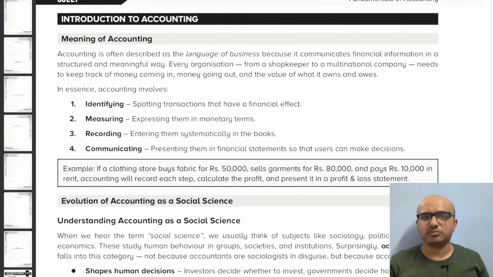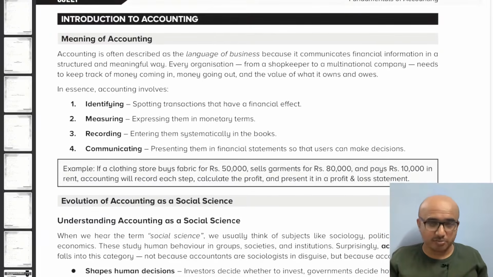Every organization, from a small proprietary concern or a shopkeeper to a multinational company, MNC, needs to keep track of money coming in and money going out and value of what it owns and owes. So in short, if we do not keep a record of all these things, we will not know where the money is coming from and to where the money is going, and we will not know to whom we owe and who owes us. So for that, we'll have to record somewhere.